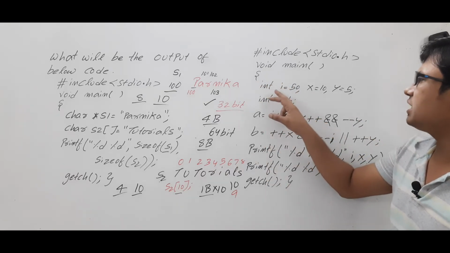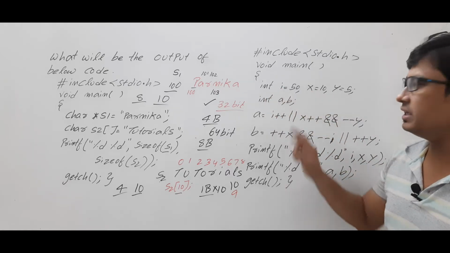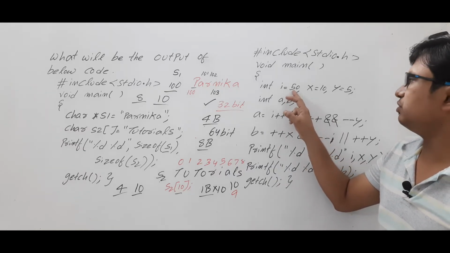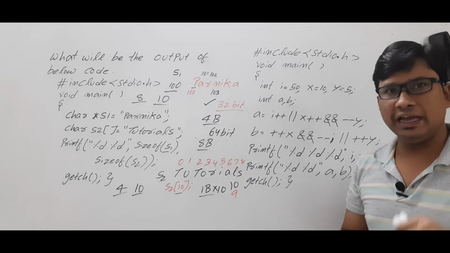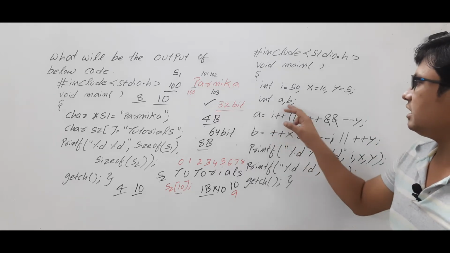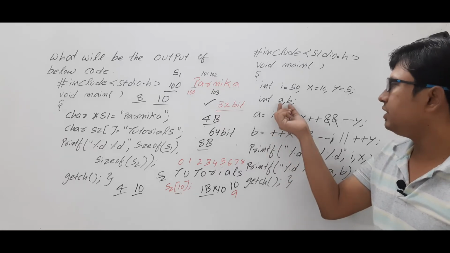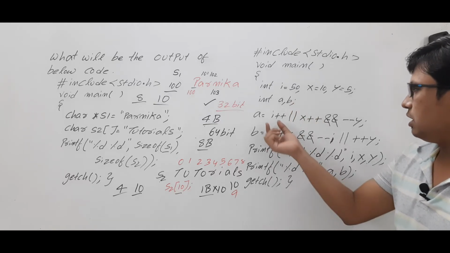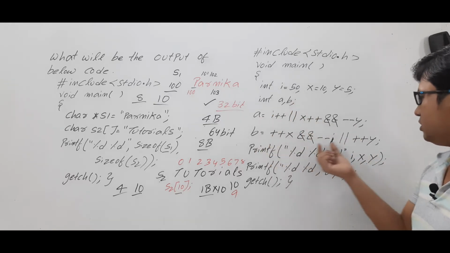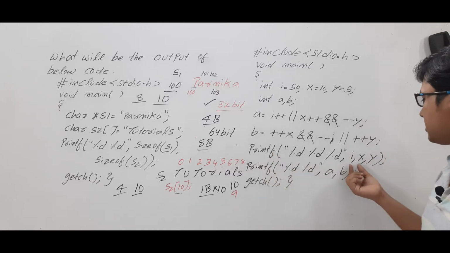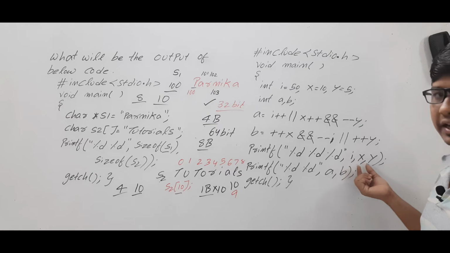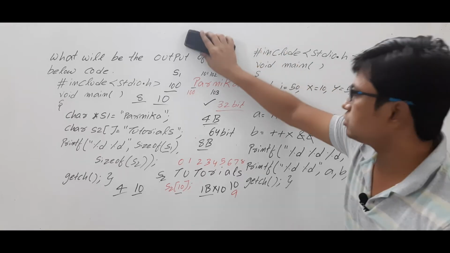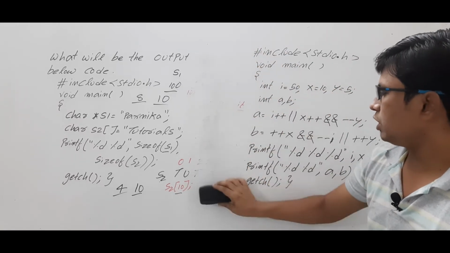Now look here, int I, x, y. So I, x, y are the integer variables, and you have assigned the constants 50, 10, 5 to the variables I, x, y respectively. Int a comma b, these are two integer variables. We did not assign any values, as they are local variables, they will have garbage values. Now a is equal to some statement, b is equal to some statement. Finally they are asking what is the value in the variables I, x, y and a and b. So this is the given question. Now let me solve this one and explain what will be the output.